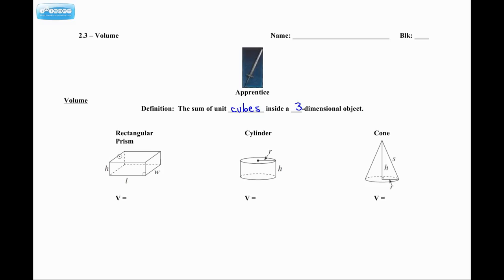Start with a rectangular prism. How do you find the volume? Well, it's quite simple. It's just the length times the width times the height. LWH. Pretty easy.